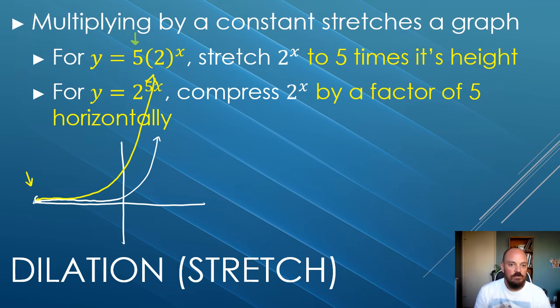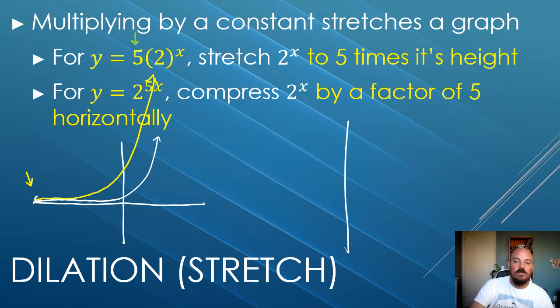Now the second one, even though it's hard to see now because I wrote over it, if I multiply the x by 5, then remember, it goes sideways instead. And also remember, those are backwards. So what it's going to do, instead of grabbing it and stretching it sideways, it's actually going to take it and squish it sideways. It's going to do a compression.